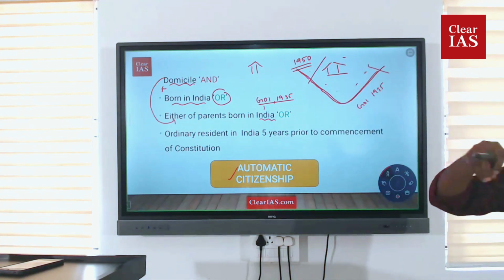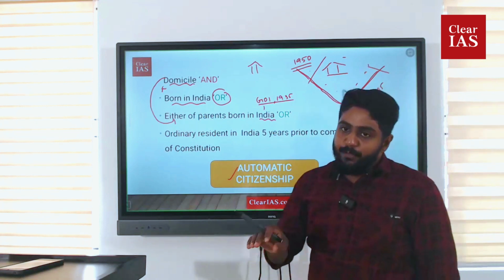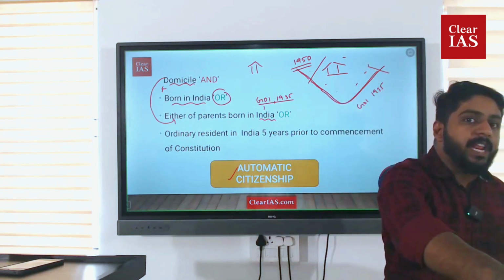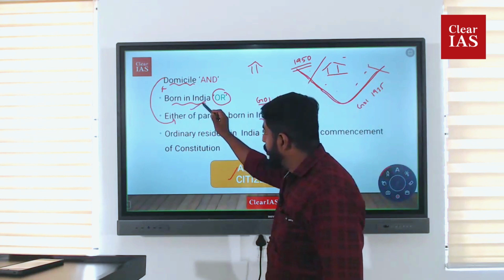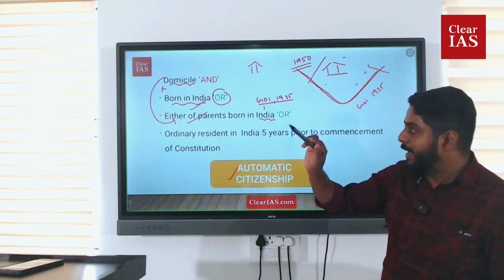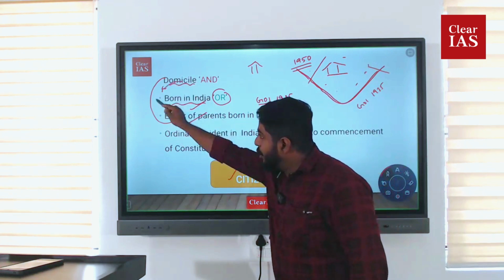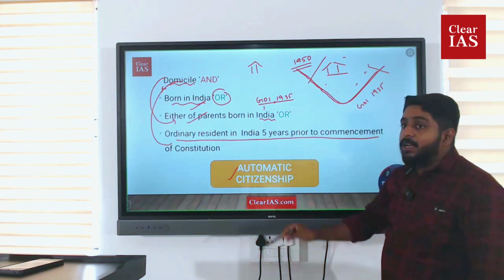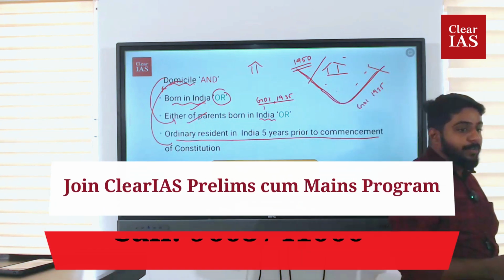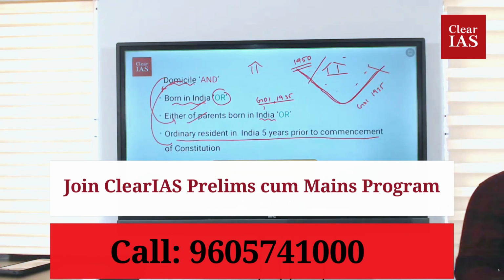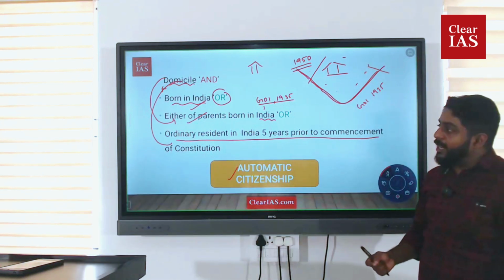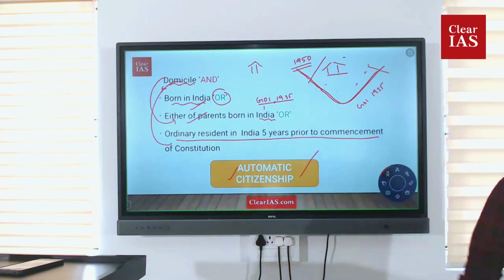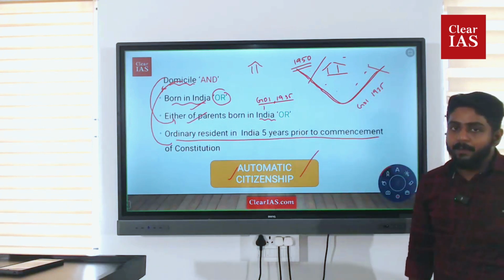Domicile is compulsory. You should have at present a domicile in India. Now, if you are born in undivided India, that is enough. If you are not born, at least your parents are born in India, that is enough. Otherwise, if you have a domicile in India and you are an ordinary resident in India 5 years prior to the commencement of the Constitution, which means, for example, from 1945 to 1950, if you are an ordinary resident in India and you have a domicile in India, congratulations, you are automatically citizens of India.